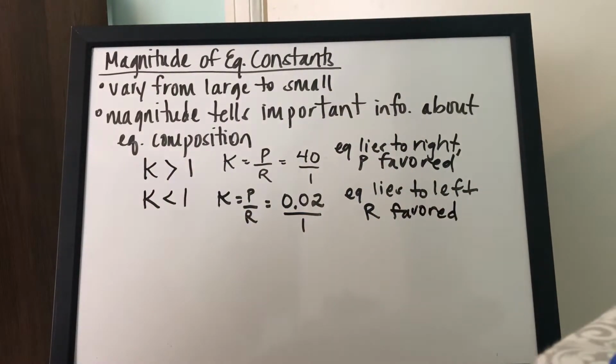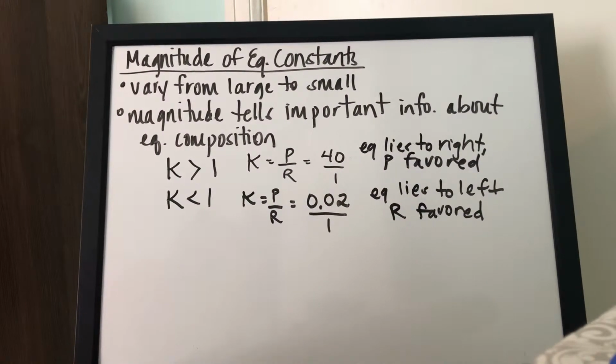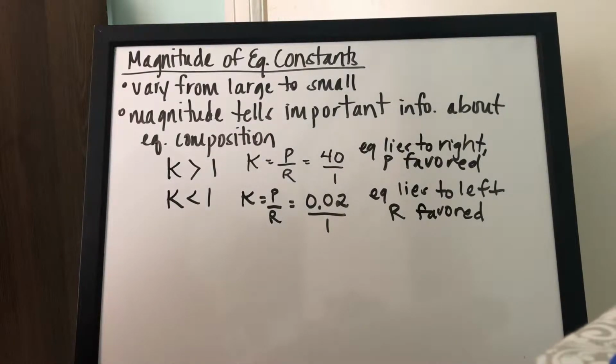So the question then becomes, why is this important to us? And it could be important for several reasons. If you think about your goal being to create a lot of product by manipulating a chemical reaction, then you would want to pick a reaction that had a big K value, okay, because then that means that you're going to make a lot of product.